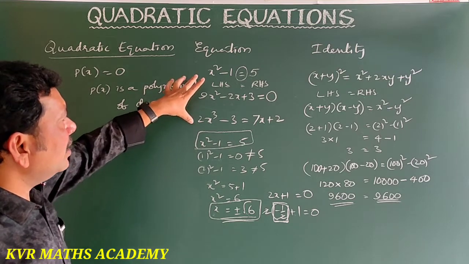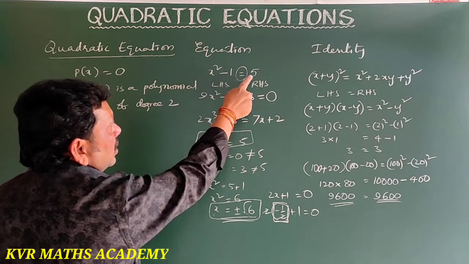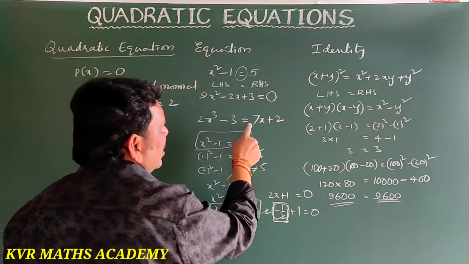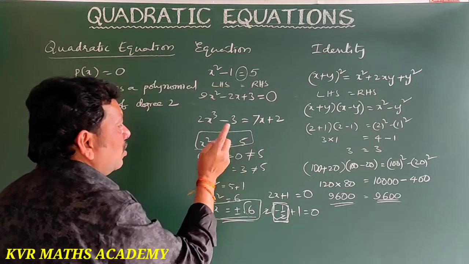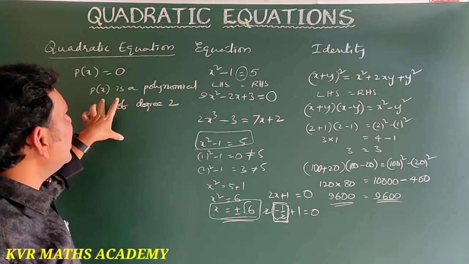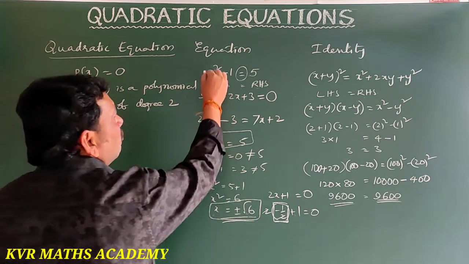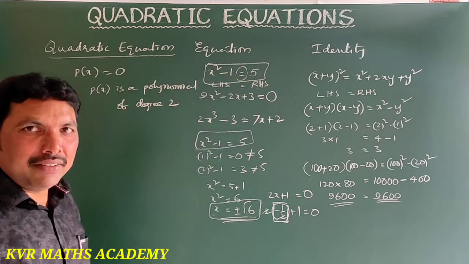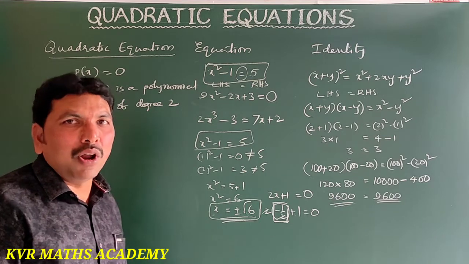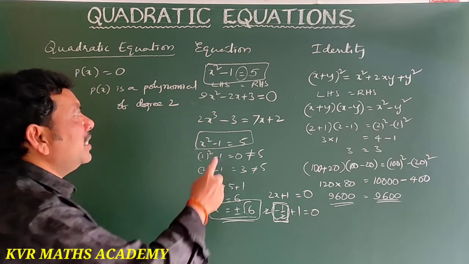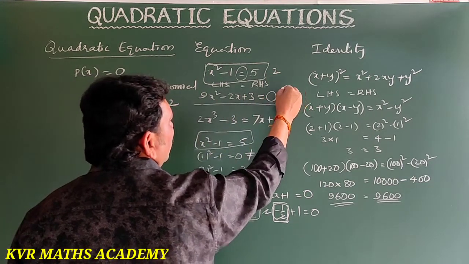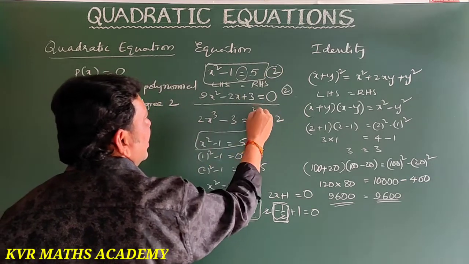Here, see, I have taken some equations. x square minus 1 is equal to 5. 9x square minus 2x plus 3 is equal to 0. 2x cube minus 3 is equal to 7x plus 2. In these equations, which is the quadratic equation? See here, the first equation itself, what is the degree? Degree means highest power in the polynomial, which means here highest power is 2 only, no? Yes, 2. Here also 2. Next, here highest power is 3.